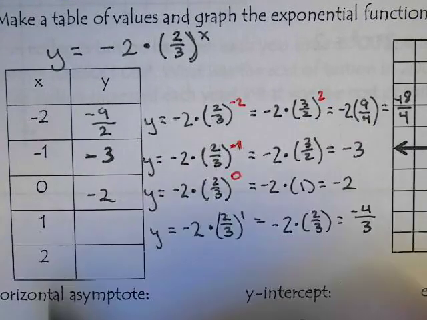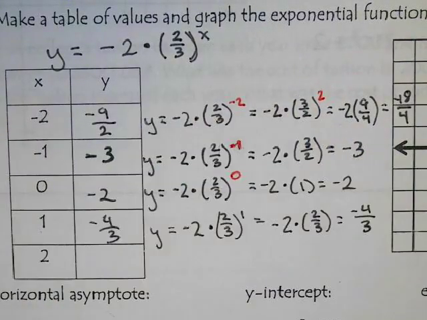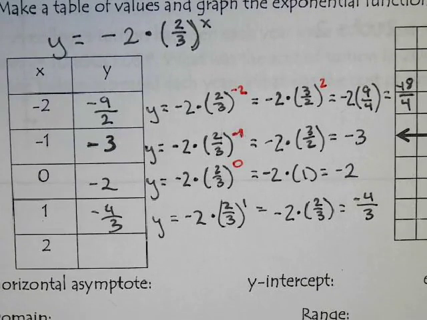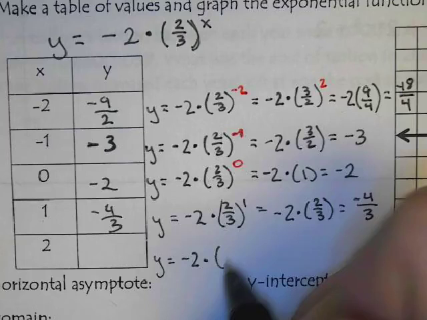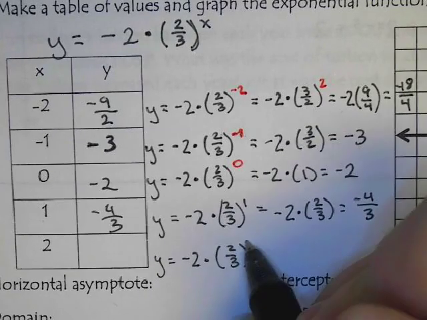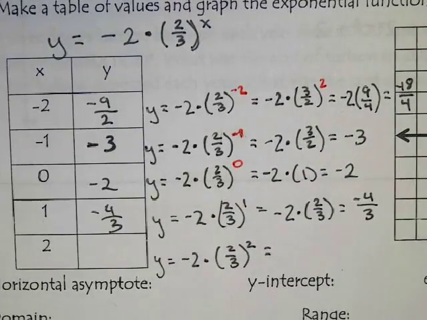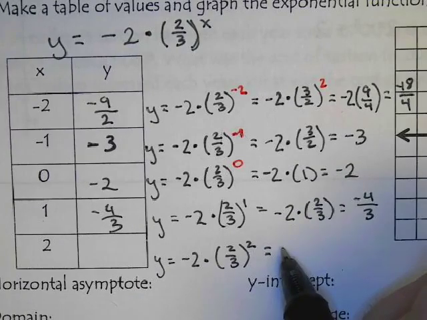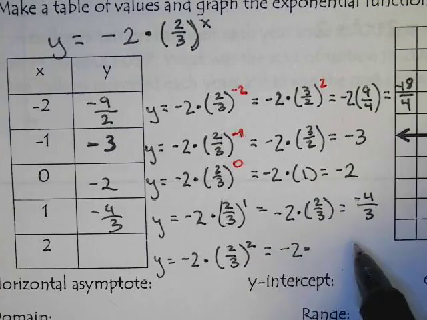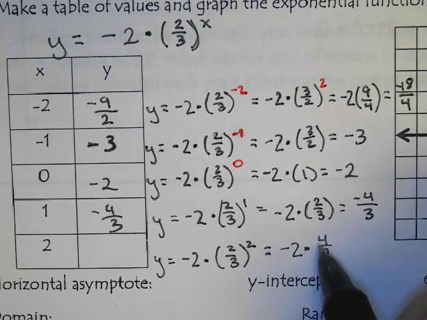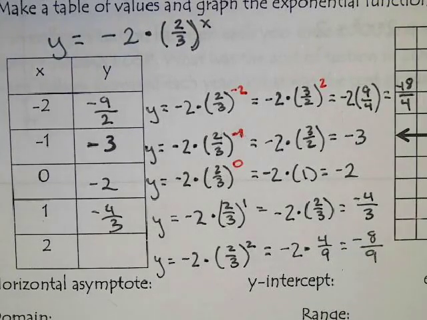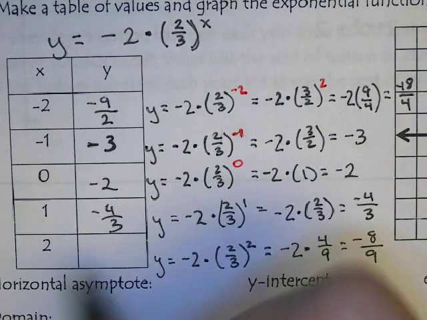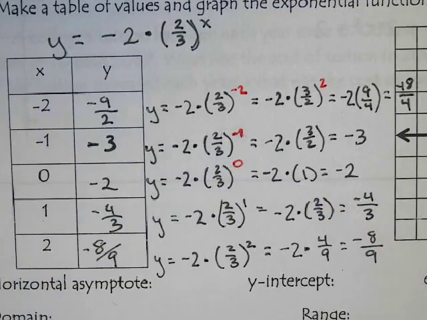Negative 4 over 3. Now we'll plug 2 in, and we have y is equal to negative 2 times 2 thirds raised to the second power, which is equal to negative 2 times, squaring that would be 4 ninths, which would equal negative 8 over 9. And we get negative 8 over 9.